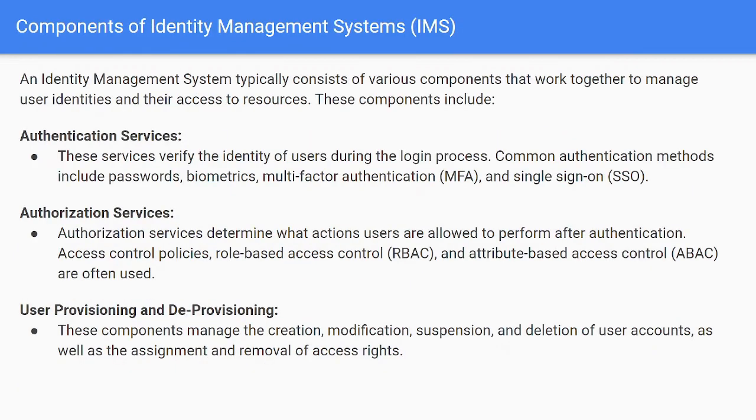So now, what are the components of identity management systems? What are the things that you can look at and say, okay, these are parts of an identity management system? So number one, we have authentication services. These services verify the identity of users during the login process. So what are authentication services? The goal of this is to verify the identity of the user. When we talked about this, authentication has to do with your identity, like you are saying that you are who you are. If you say this is my username and password, we want to confirm that this is actually you and you are not a hacker.